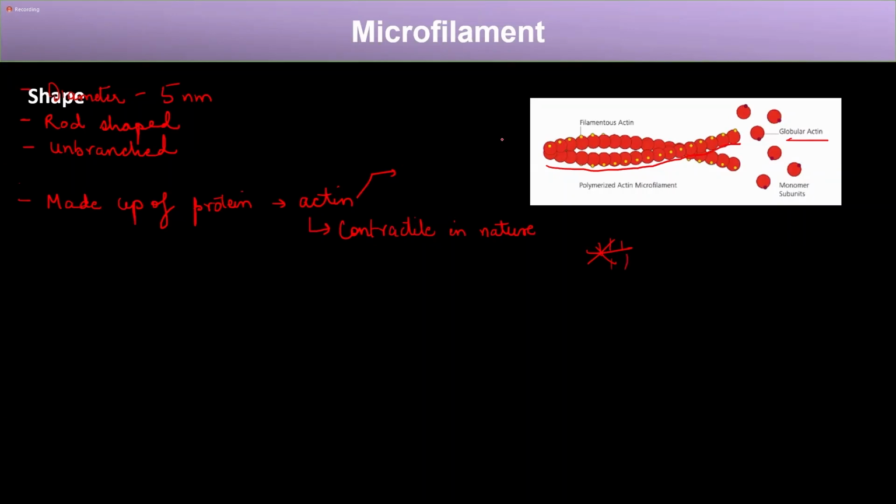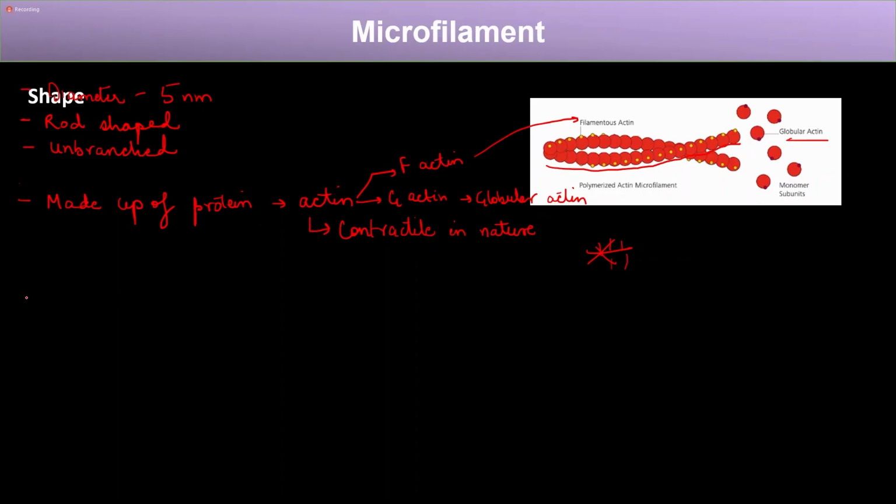Next, actin can be of two types, as we see in the diagram. The one is called F actin, or filamentous actin. And the second type is G actin, or globular actin. So these are the two types of actin of which a microfilament is made up.